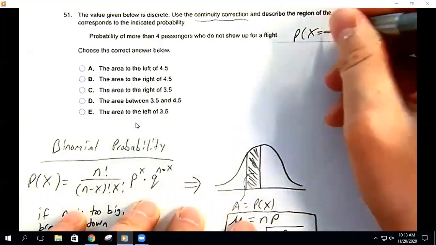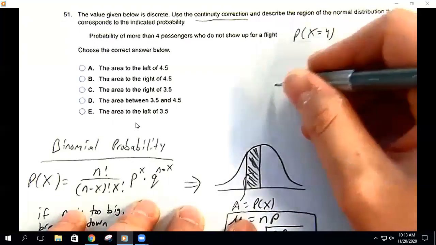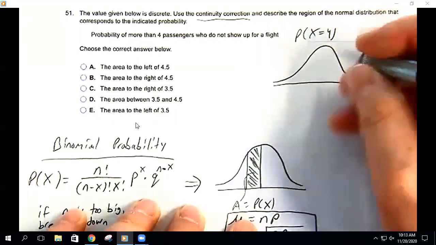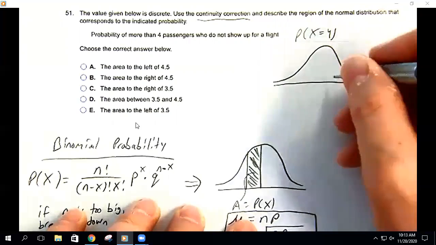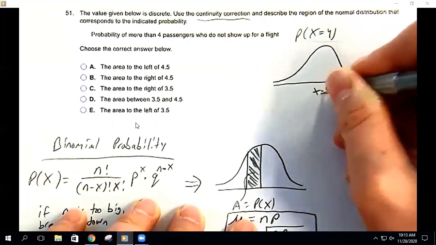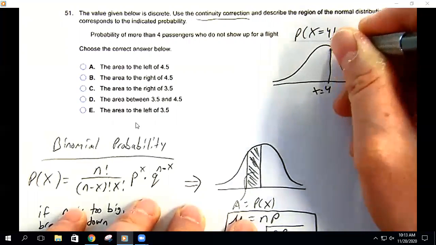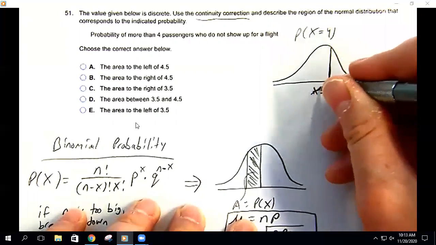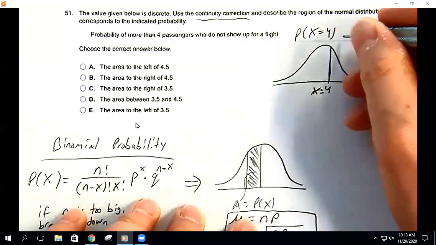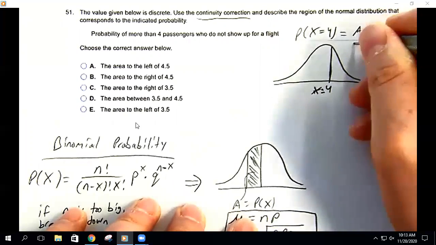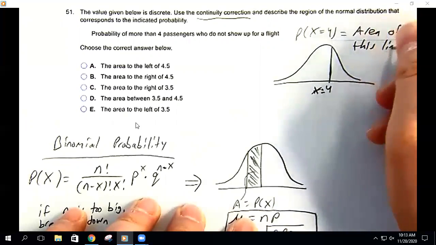So in this problem, it's the probability of x being more than 4 passengers, but let's start with an example where we say, what if it said probability that x equals 4 passengers? So what's the probability that exactly 4 passengers do not show up for a flight? Under the normal curve, x equaling 4 is a line. And then we're asking, well, the probability of this would be the area of this line.